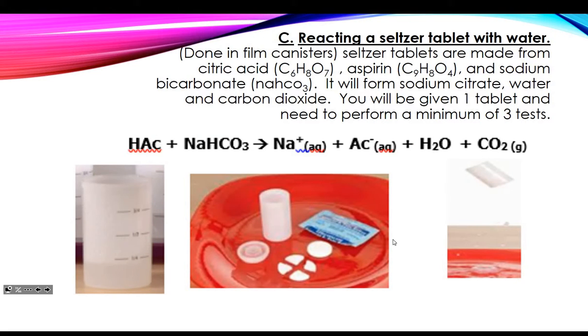The last one we're going to be doing is Alka-Seltzers in film canisters. And I have given you the equation for that. And we're going to be testing both the time of the reaction on this one and the height of the reaction, or how far it will go up and around. Okay?